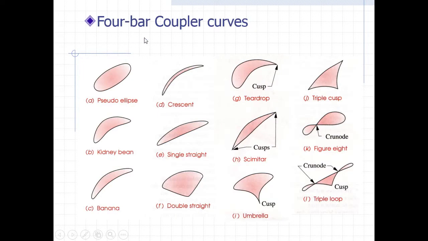Here's a sample of 4-bar coupler curves. We have the pseudo-ellipse, kidney beans, banana-shaped coupler curves, crescents, single straights, in which we have one straight path on the coupler, double straights, in which 2 sides of the coupler curve are pretty close to straight, teardrops, which contain a cusp or a point of 0 velocity, a scimitar, an umbrella, a triple cusp, a figure 8, which contains a chronoid or a place where the coupler path crosses over itself, and a triple loop. All of these are paths that the coupler point would follow.